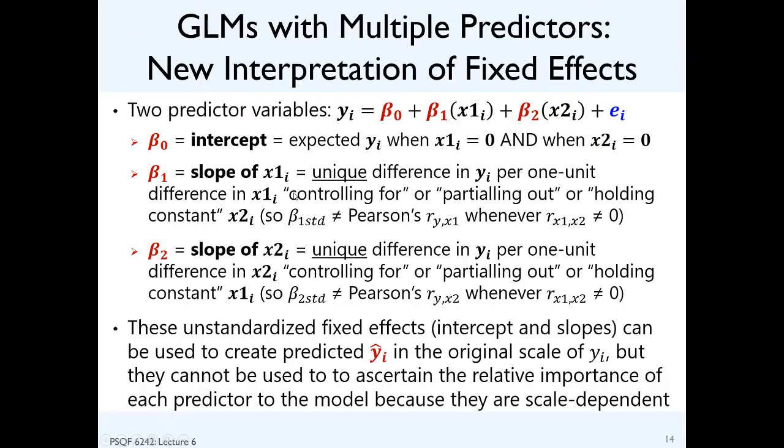But the key idea is that whenever you talk about a slope in a model where the 2 predictors or more are correlated, the word unique has to be in there. It's the unique effect of x1 after controlling for x2. Likewise, beta 2 is the unique effect of x2 after controlling for x1. It's this idea of what is not in common beyond the redundancy.